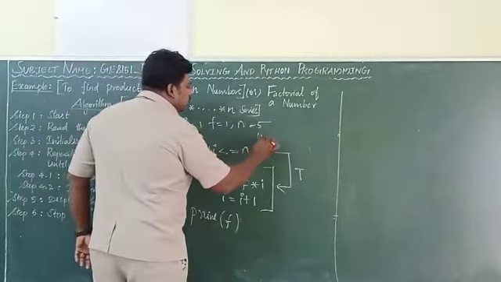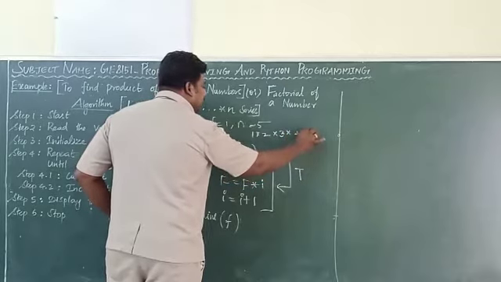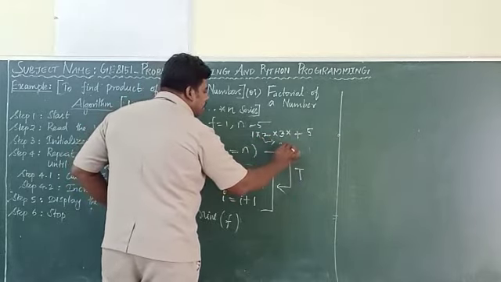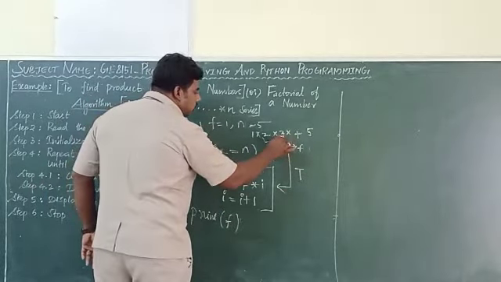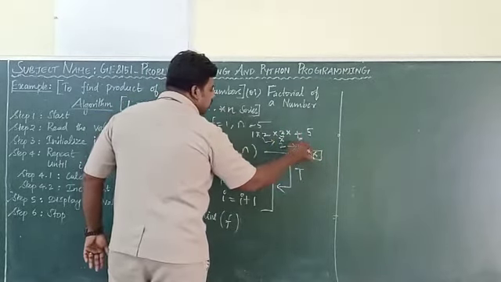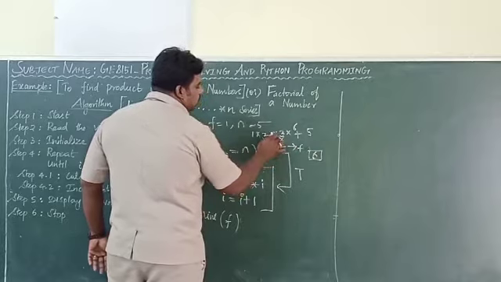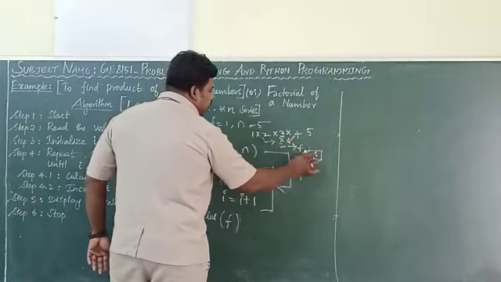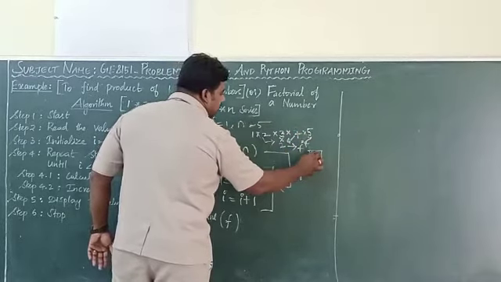See here, 1 into 2 into 3 into 4 into 5, right? First, I want to multiply these two numbers. What's the answer? 2. The 2 I want to store in one variable. For that, I am using this f. Again, this 2 into this 3 is 6. So now the f value is 6. Again, this 6 into 4. First, 1 into 2, you will get 2. 2 into 3, you will get 6. So this 6 into 4, you will get 24. Then 24 into 5, you will get 120.